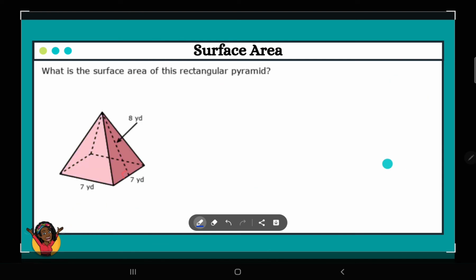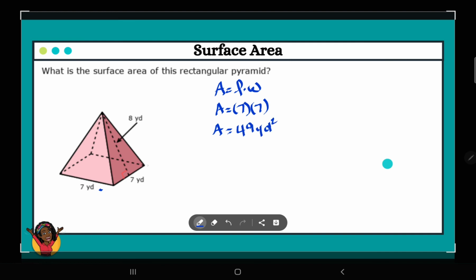Okay, so let's take a look at our next example. So here we see that we have a rectangular base, triangles are on the side. Unlike the previous one, our height is a different number here, and that's okay. So let's go ahead and write our formula. So area equals length times width, and we're working with 7 times 7 as the dimensions for our base, which is equal to 49 yards squared.